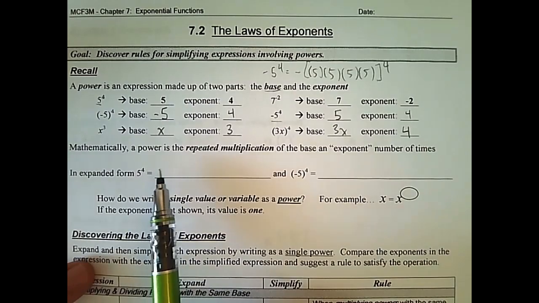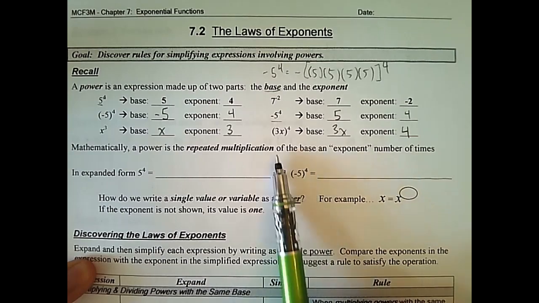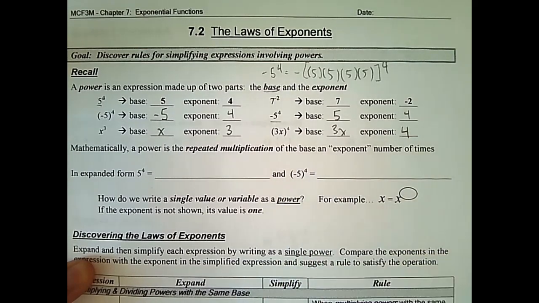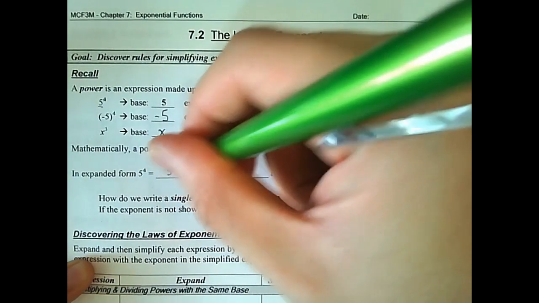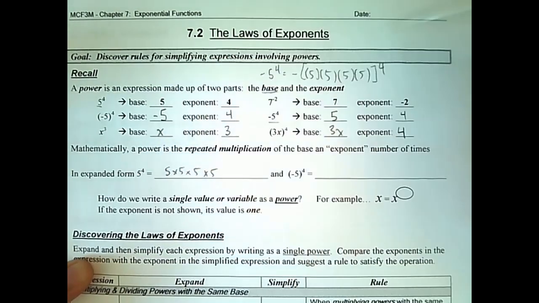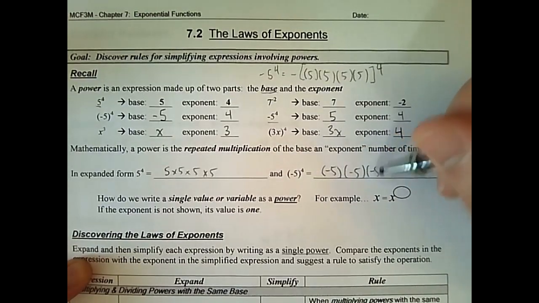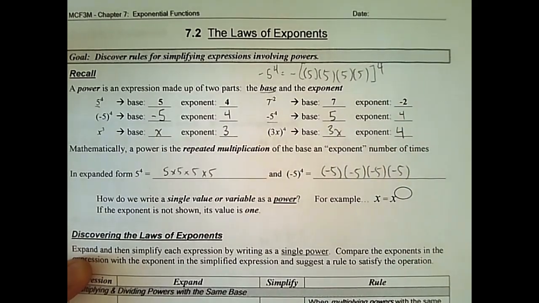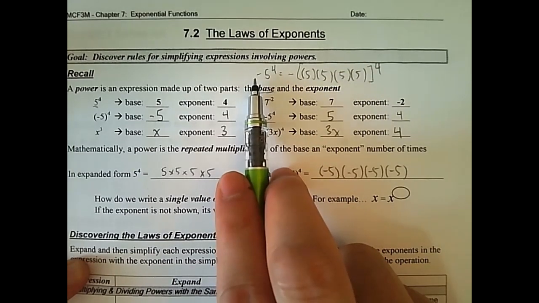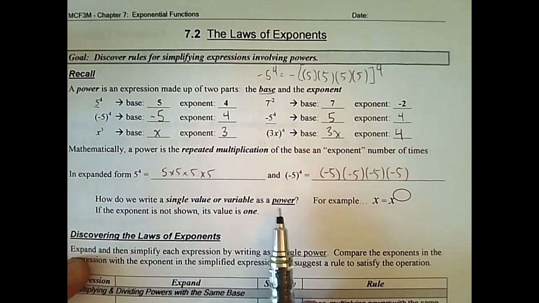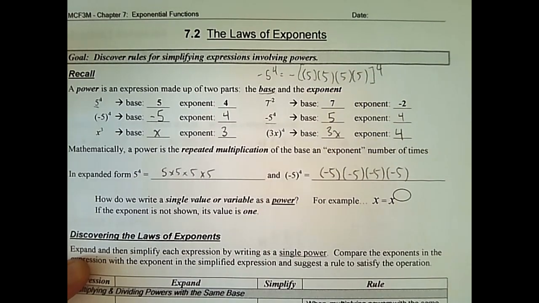So mathematically, a power is the repeated multiplication of the base an exponent number of times. Sorry, that's what the bracket or the quotation marks are there for. So in expanded form, we know that this is 5 times 5 times 5 times 5, and this would be negative 5, negative 5, negative 5, negative 5. And I kind of wish I put a line here just for this top example now, but now we know this one, that if this negative is here and this is not with the brackets like it is down here, I do the 5 to the power of 4 and then apply the negative at the very end.